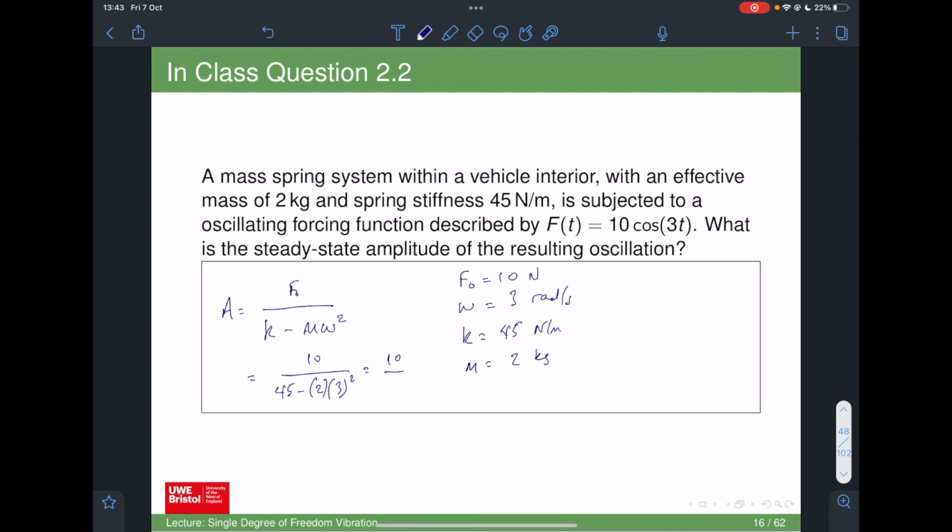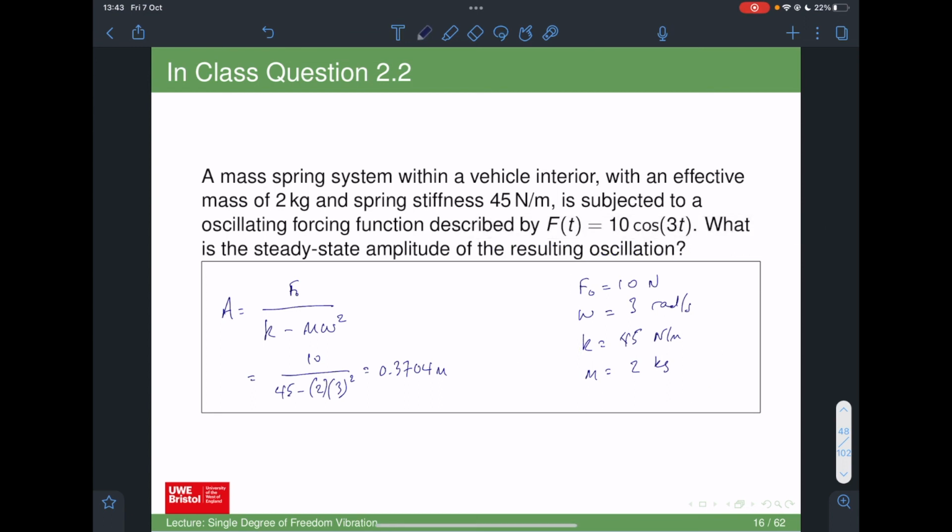10 divided by that comes out to be 0.3704 meters. There's the amplitude of the oscillation. So if you were to write this fully as a solution, x of t, you'd end up with that because, like I said, the oscillation will be at the frequency at which you're driving it, and the amplitude is based upon the system conditions.